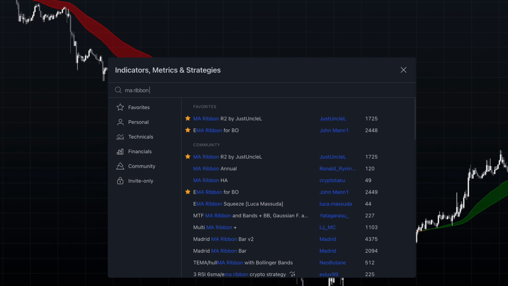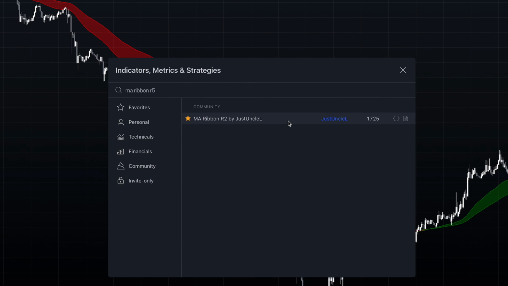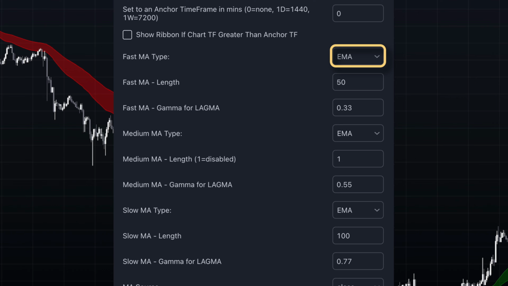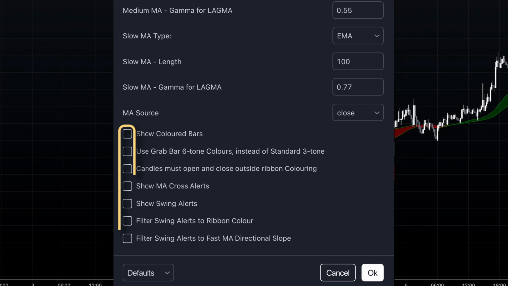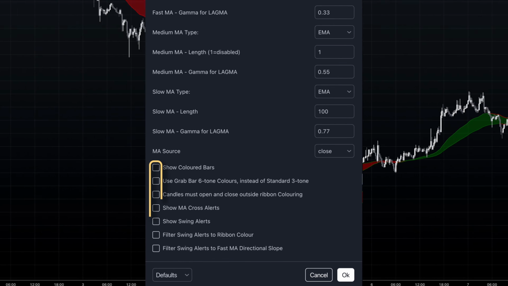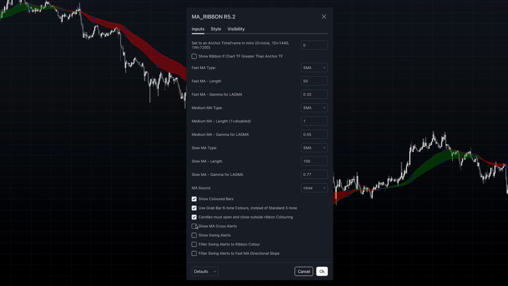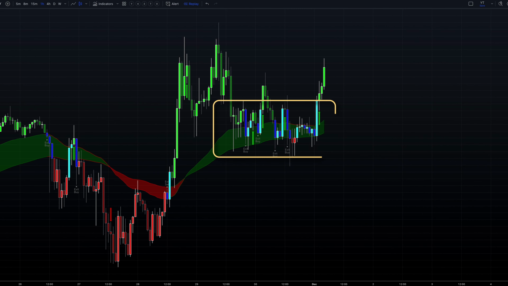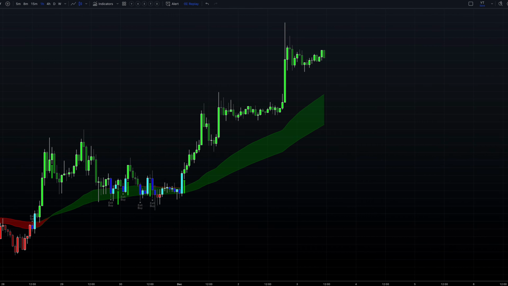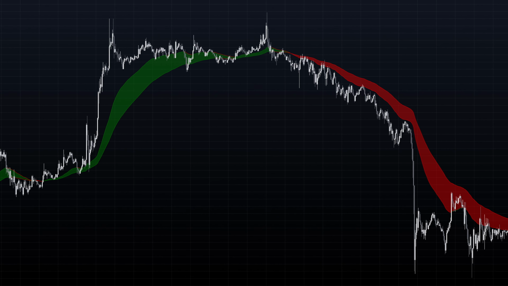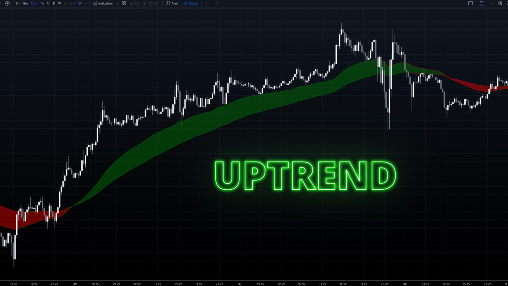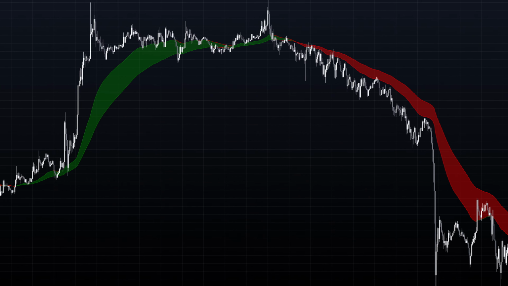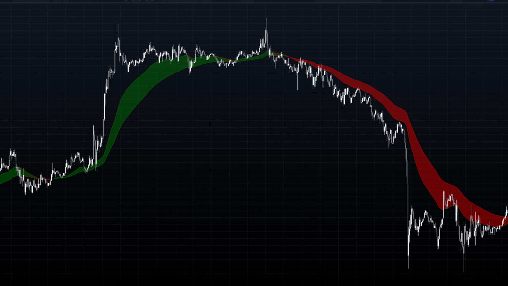It's called MA Ribbon R5. This indicator offers a variety of moving averages to choose from, along with color-coded candles and adjustable time frame settings. There are additional features you can explore on your own, or you can check out my previous videos about this indicator. I'll link a few in the description below. For our purposes today, we'll focus on its color coding: green for uptrends and red for downtrends. Simple and straightforward, just what we need.